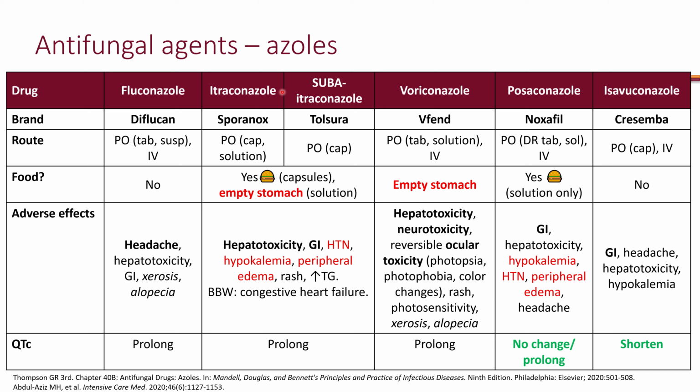Now, when you go from fluconazole all the way to isavuconazole, the price goes up because these are the newest agents. So fluconazole and itraconazole are pretty affordable. SUBA-itraconazole is very new, so this is very expensive. Voriconazole is somewhat affordable, but still kind of expensive. But posaconazole and isavuconazole are very expensive.